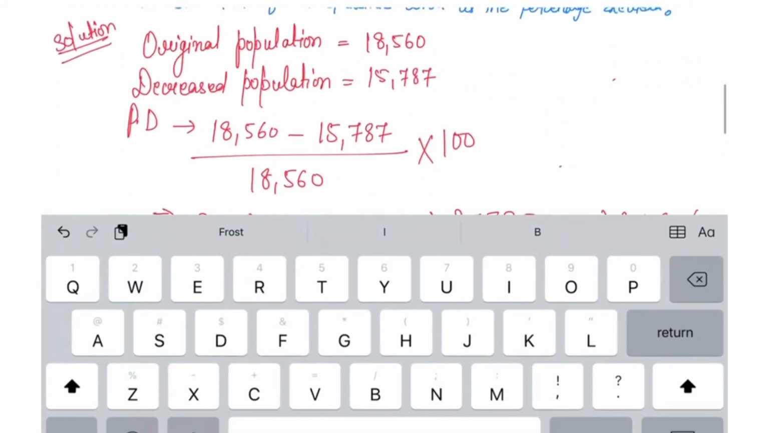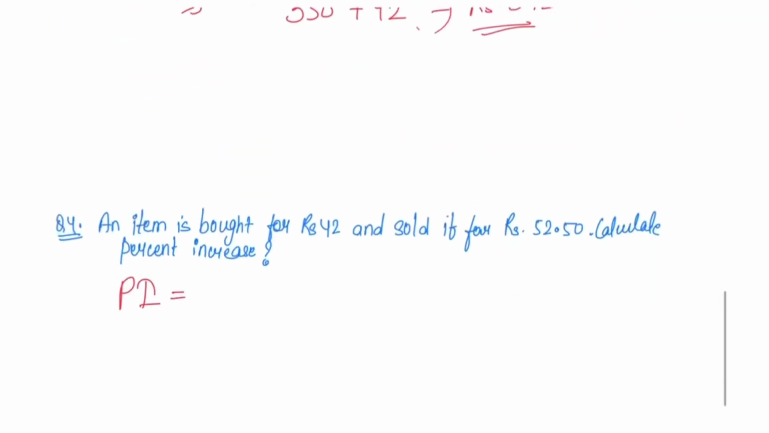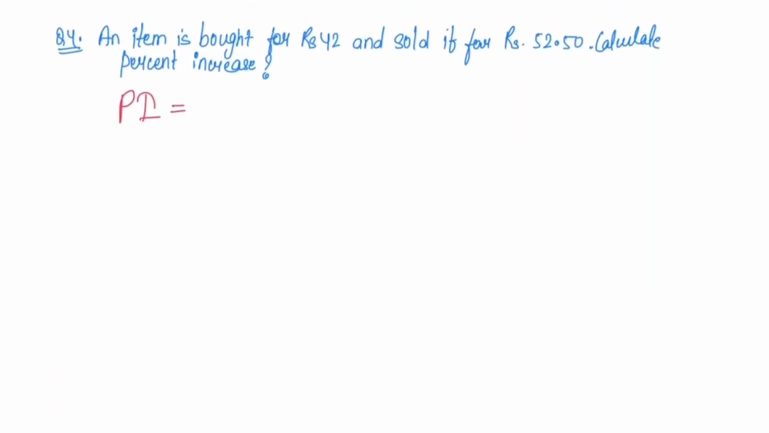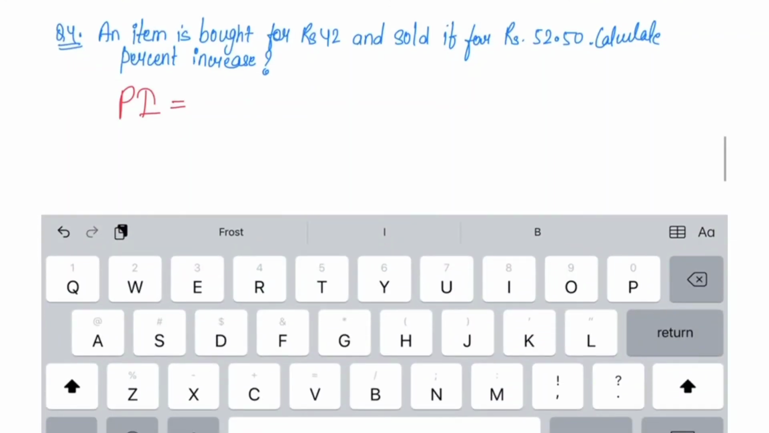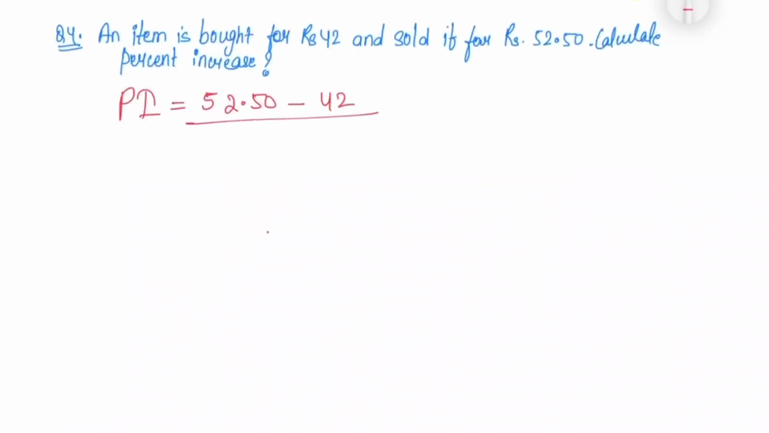So it says percentage increase is increased value minus original value. Okay, so here the increased value is how much? The increased value is 52.50 minus the original value, that is again 42, times 100. So 52.50 minus 42 will be 10.5 over 42 times 100.